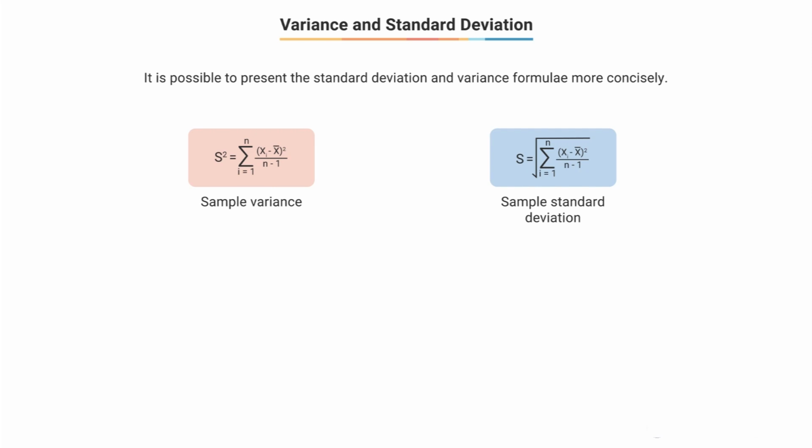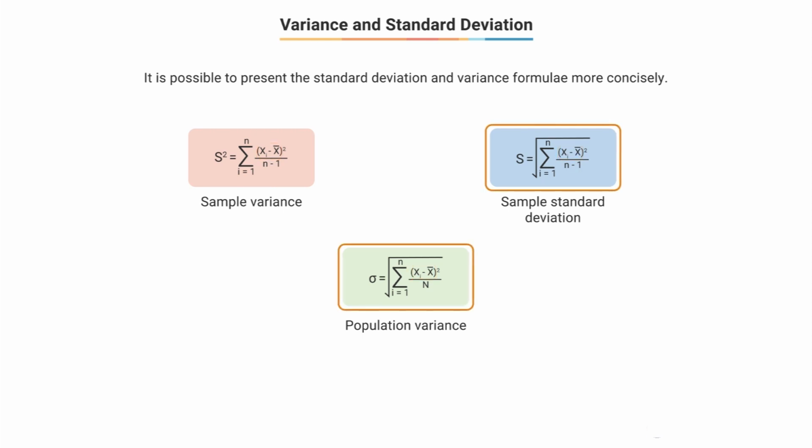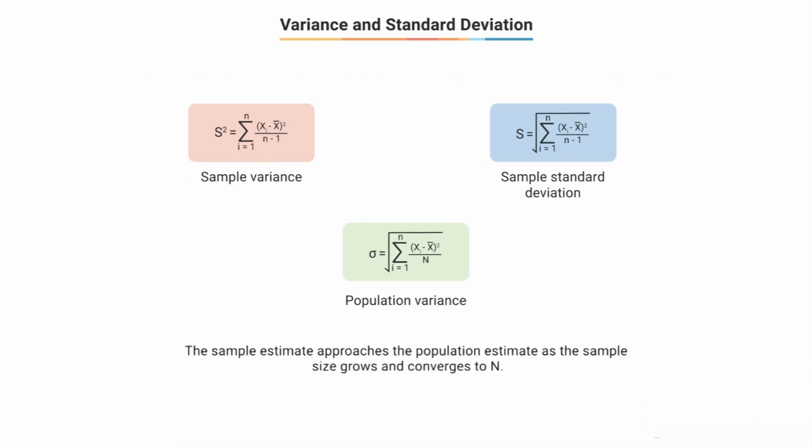And the formula for population standard deviation, that is sigma, can also be replicated in a similar manner. Again, here x bar is the sample mean and n is the sample size. Xi is the ith value of the variable x. The summation of (xi minus x bar) squared is the sum of the squared differences. Note that in both equations, the sum of squares is divided by the sample size minus 1 for the sample and N for the population. For our understanding, the sample estimate converges to the population estimate as the sample size increases and converges to N.